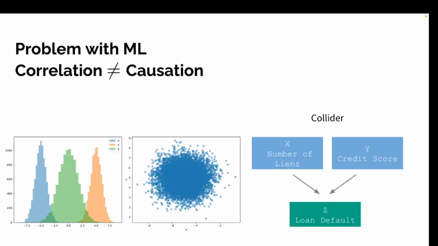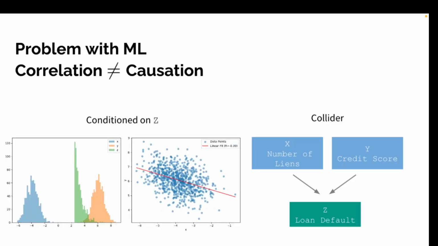The same story goes with collider, right? x and y are not linked, as you can see from this diagram. They are independent from each other. Therefore, if you look at the scatter plot, there is no correlation between them. R squared would be 0 in this case. But if you condition x and y on z, which means that if we measure x and y for a specific value of z, then the correlation appears, which is obviously spurious.